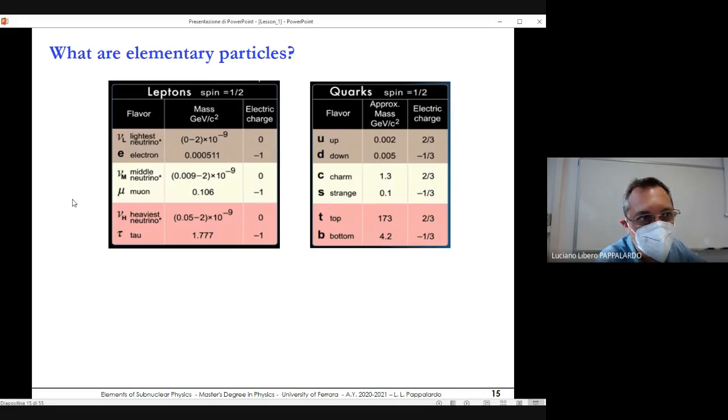Also, the quarks show the same structure, so they also come in 3 families. The lighter family is made by the up and the down quark, with masses of the order of a few MeV, so 2 MeV for the up and let's say 5 or something for the down. Then we have a second family with heavier quarks. We have the strange, of the order of 100 MeV, and the charm, which is 1.3 gigaelectron volt. Okay, this means that the charm itself is heavier than the proton.